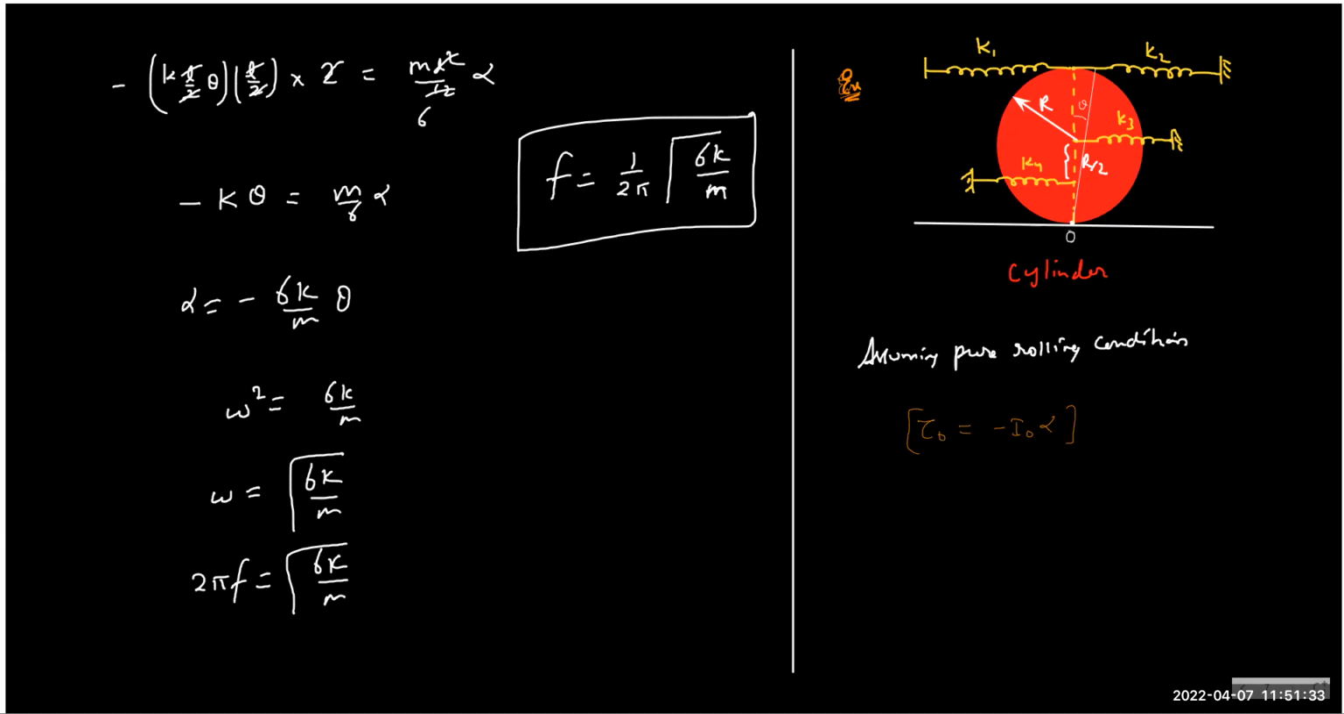So the time period is 2 pi root under 3 mr divided by mr, 2 bracket 4k1 plus 4k2 plus 2k3 plus k4.